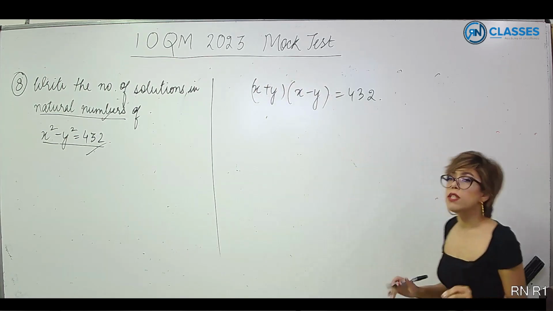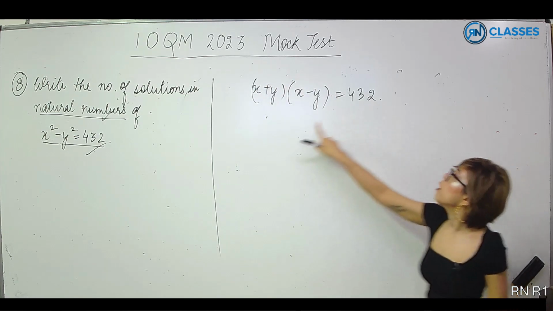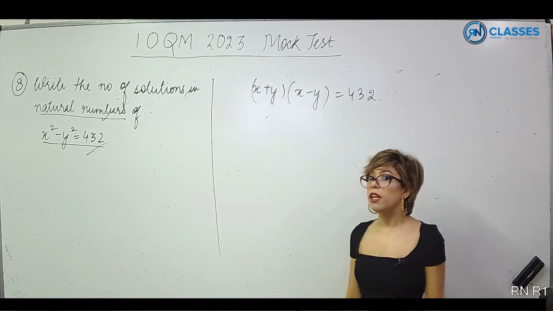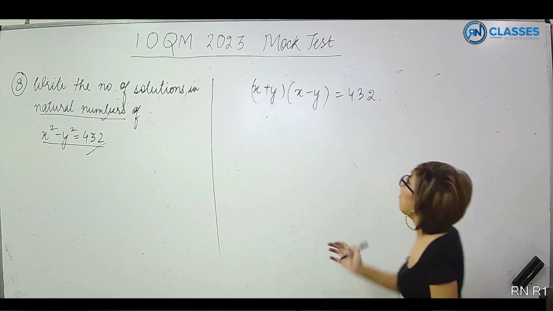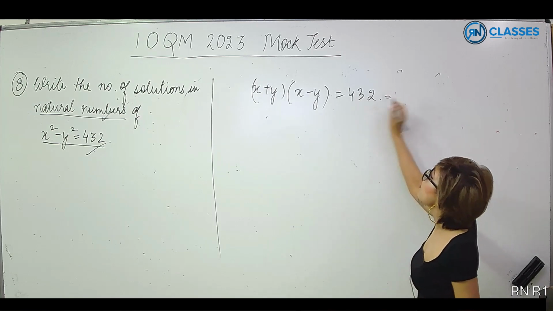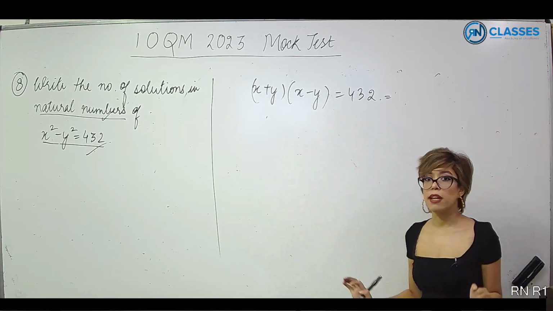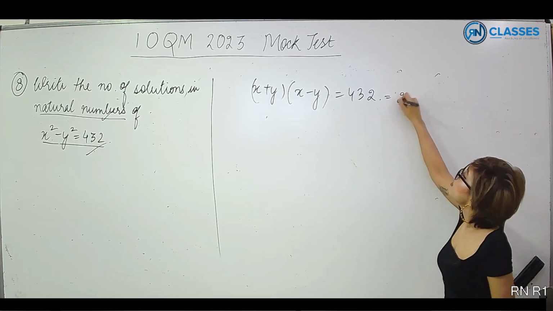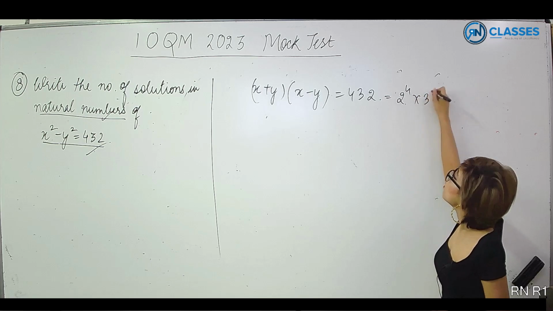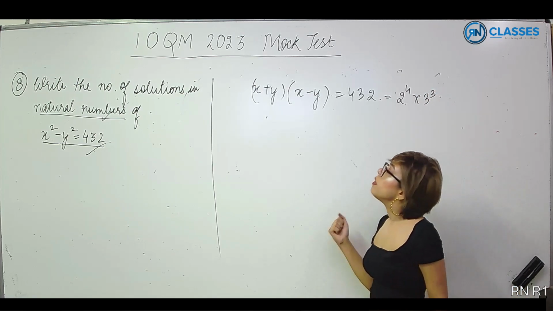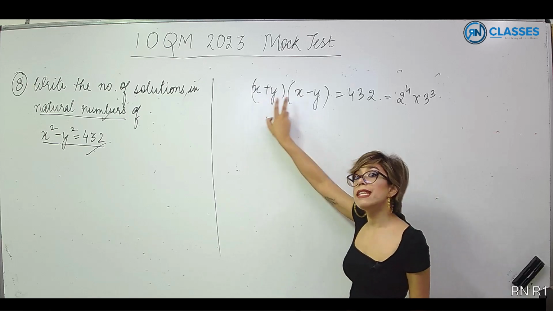All I need to do is think of 432 as a product of two natural numbers. One way is writing all the divisors. I can do that, not a big deal. But the next way I can do is I can just write the prime factorization. It will be easier for me to write the divisors like that. So if you prime factorize it, it turns out to be 2 raised to the 4 into 3 cubed. Right? Before proceeding further, I know that this is x plus y, this is x minus y.